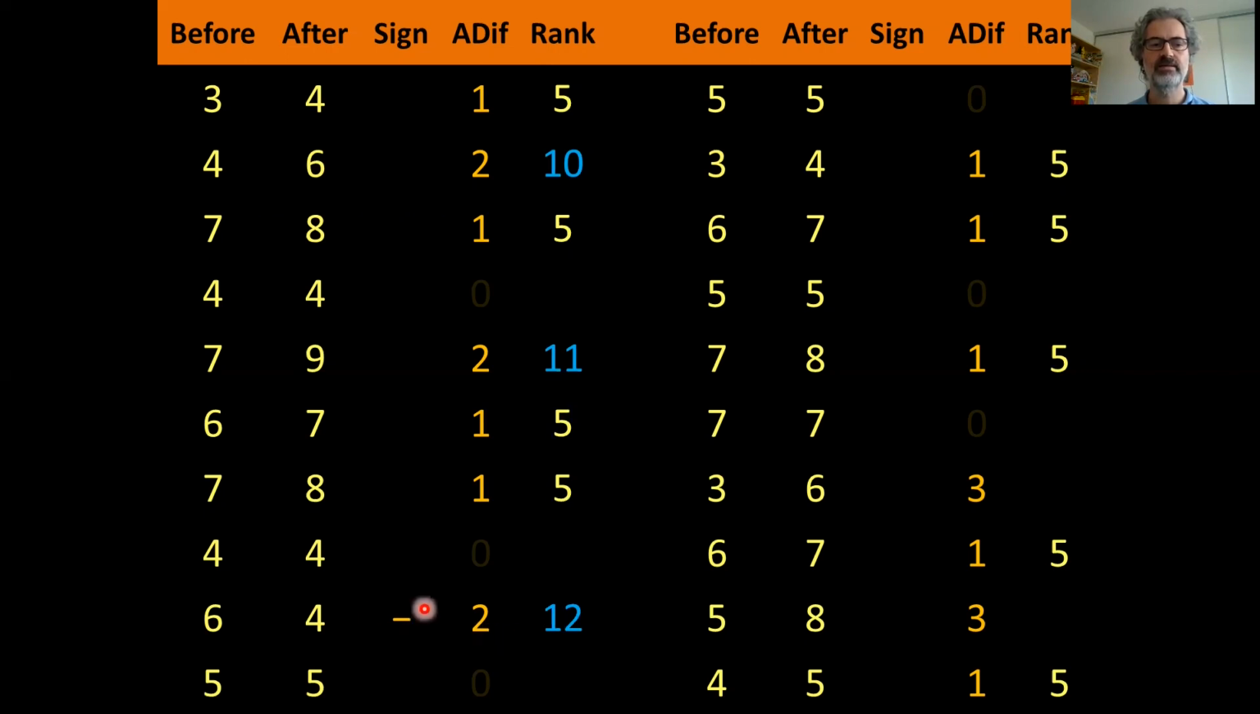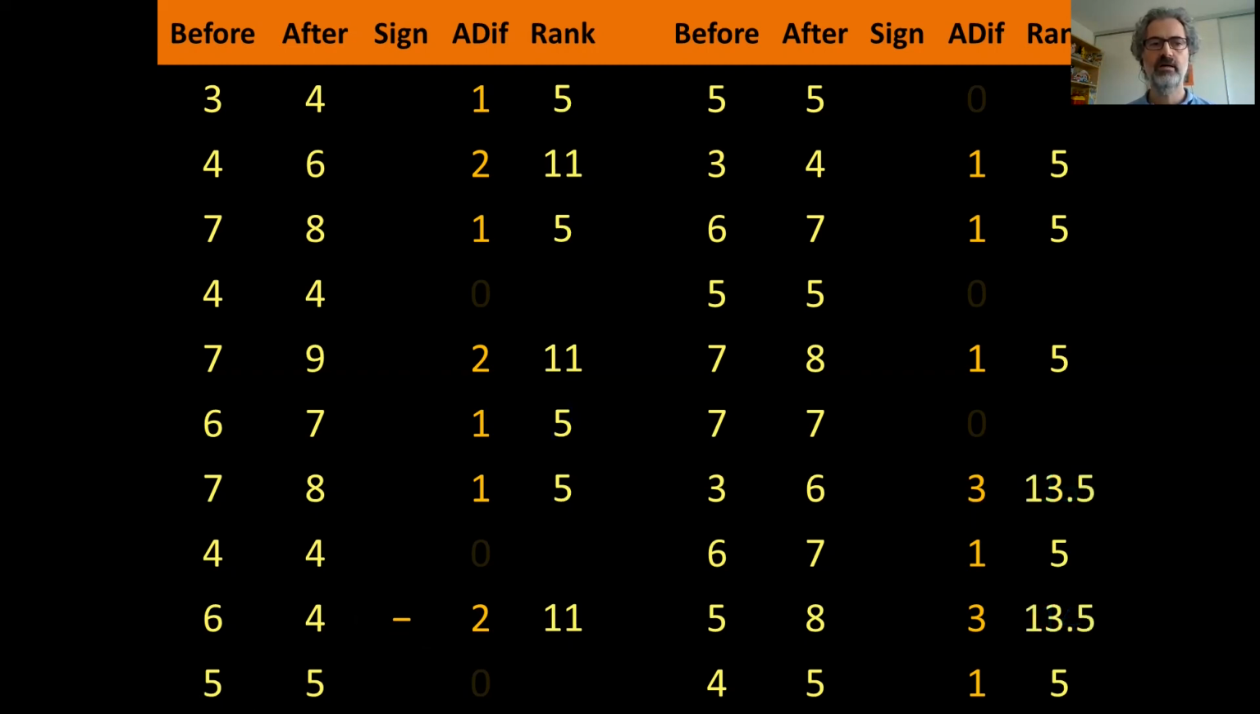And note that this doesn't count. We're only considering the absolute values. So we have 3 instances of 2-point difference. Ranks 10 through 12 are replaced by their mean of 11. And we're up to rank 12. So rank 13 and 14 concern 2 kids with a 3-point difference. And since these are equal, they both receive the average rank of 13.5.